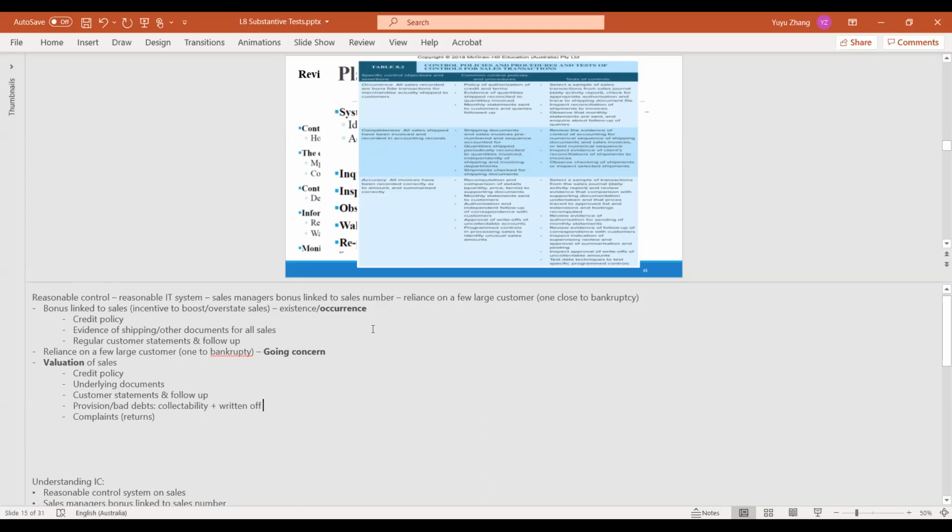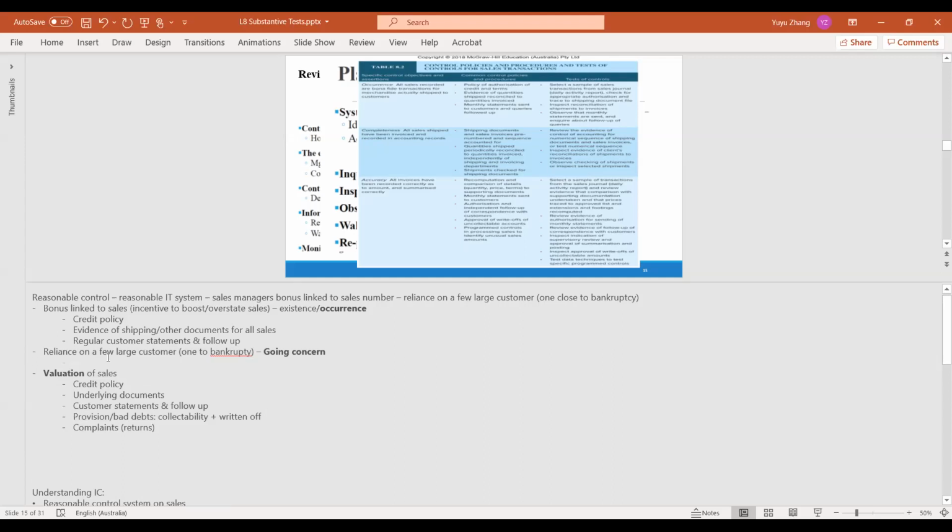So if we identify occurrence, valuation, and also going concern as the key risk factors, key things we need to consider, we have drafted out those key control policies, right? And what about going concern? We haven't touched going concern.